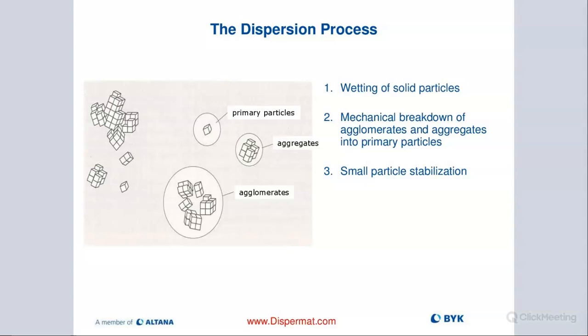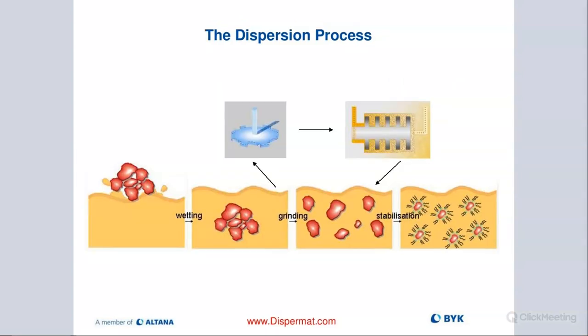Some people use 3-roll mills, old school, but that will really help to get these aggregates down to the primary particle level. So the dispersion process is really the wetting of our solid particles. That's the first step. Then the mechanical breakdown of the agglomerates and then the aggregates into primary particle size. And then again, the stabilization of our particles in our slurry.